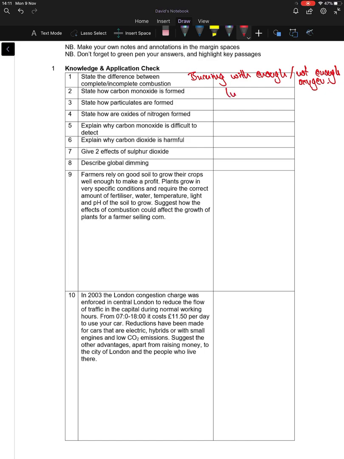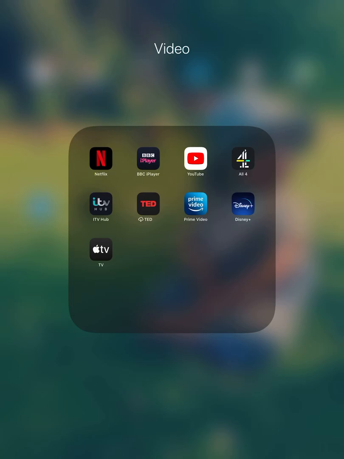How is carbon monoxide formed? It's formed from incomplete combustion. Same with particulates. Soot comes out of incomplete combustion.